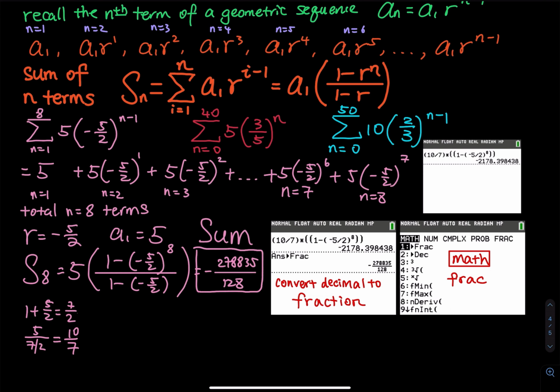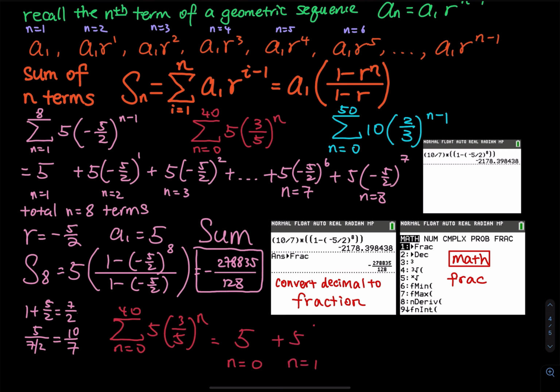All right, so let's do the next one. The next one is in red. So we have a summation, n goes from 0 to 40, and then we have a 5 and then 3 over 5 to the n. So what happens when n starts at 0? It's okay. I can just take it out. So when n is equal to 0, we have a 5, right? And then when n is equal to 1, we have 5 times 3 over 5 to the first power. When n is equal to 2, we have 5 times 3 over 5 to the second power, and then we go all the way to the 40th power, 5 times 3 over 5 to the 40th power when n is equal to 40.